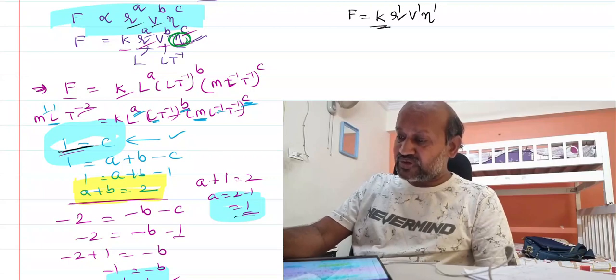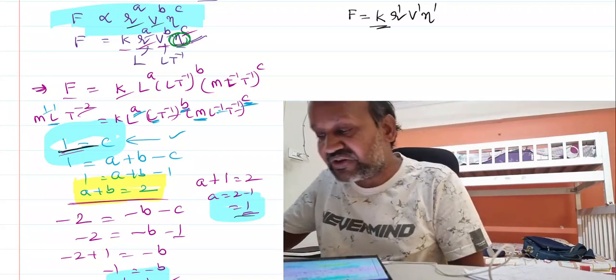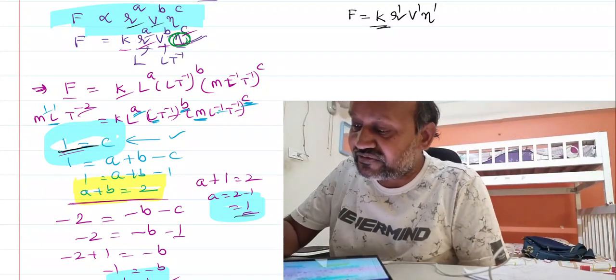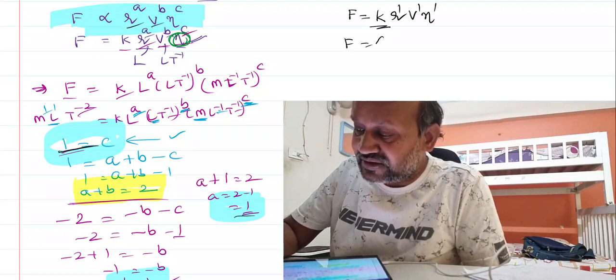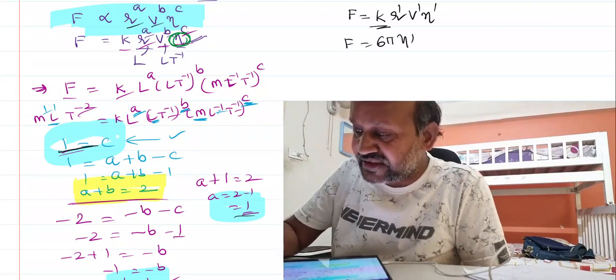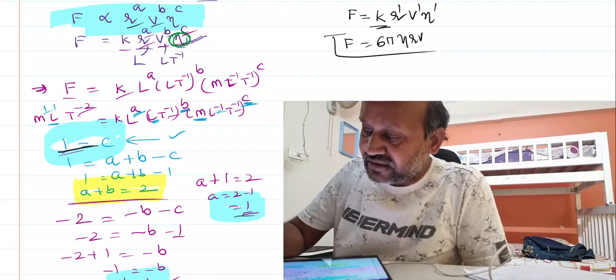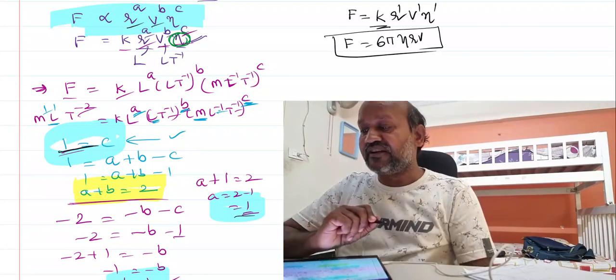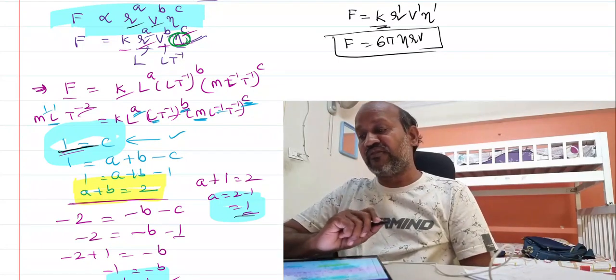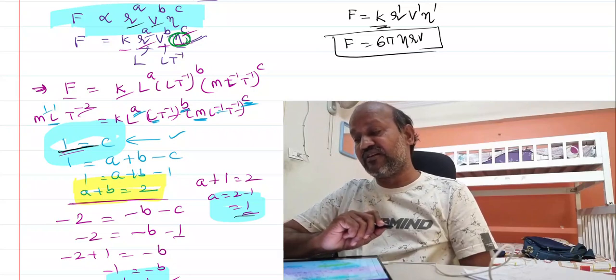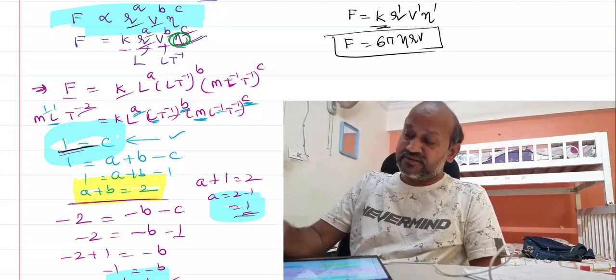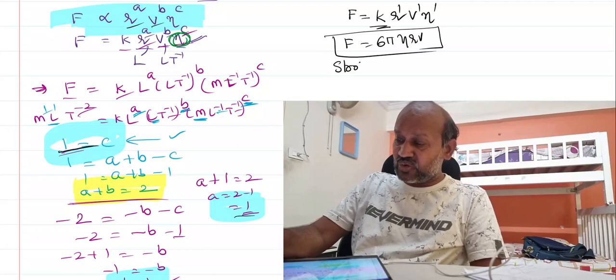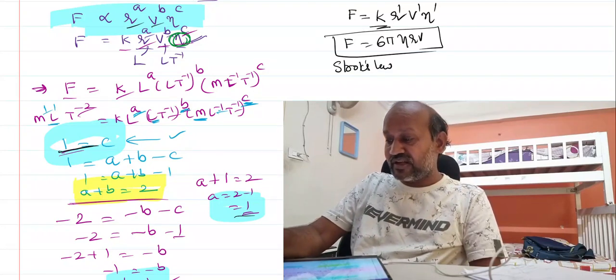So this proportionality constant cannot be found dimensionally. By experimental observation, it is found that the force is 6 pi eta R V. This is the force experienced by a solid when it is moving in a fluid, where r is the radius of that solid and v is the velocity of the fluid. This is explained by a scientist Stokes. That's why this law is called Stokes law.